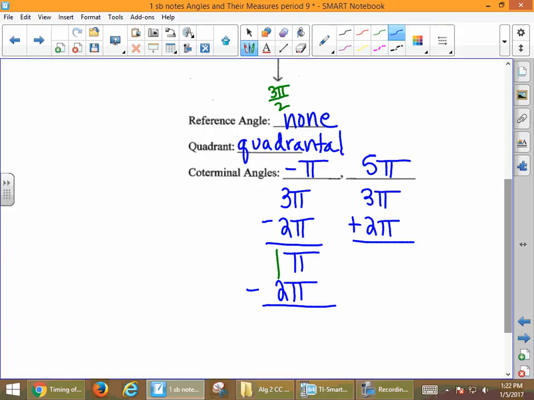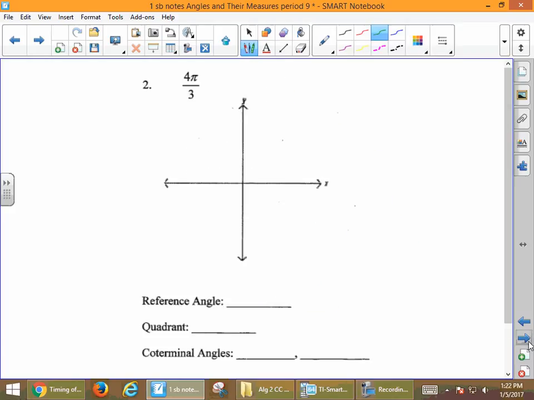Now quadrantals are slightly different, just because they don't have the reference angle and they don't have the quadrant. But let's take a look at example number 2, which is 4 pi over 3. One thing that works well for me, and I hope that it'll work well for you, is that I can convert 4/3 pi, which is an improper fraction, into a mixed number. 4/3 pi, 3 goes into 4 one time, with 1 left over. 4/3 pi is 1 1/3 pi.